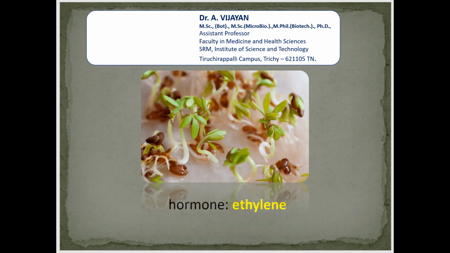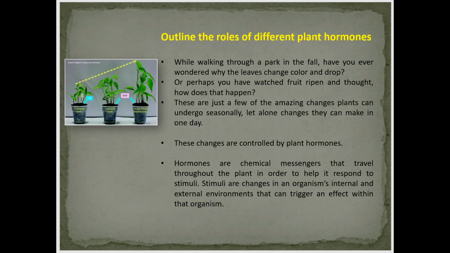Ethylene acts in the development of leaves, flowers, and fruits. It may also promote, inhibit, or induce senescence depending upon optimal or suboptimal ethylene levels. Now, some of the roles of different plant growth hormones.